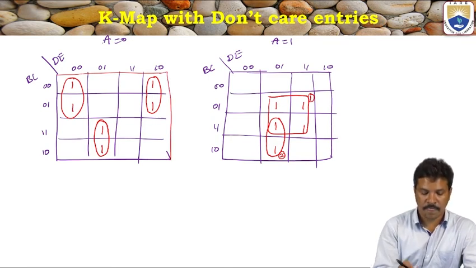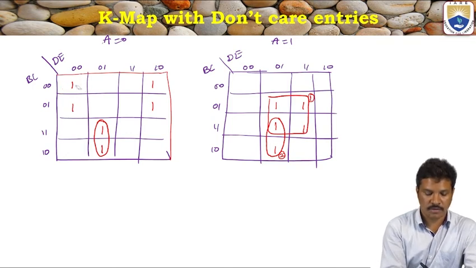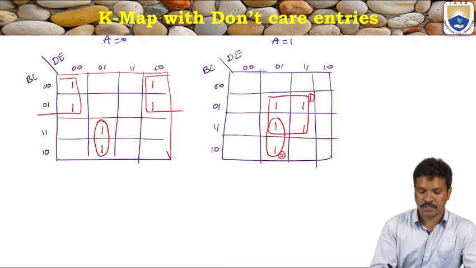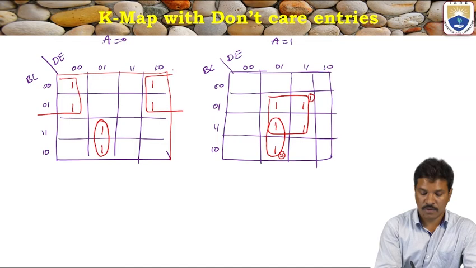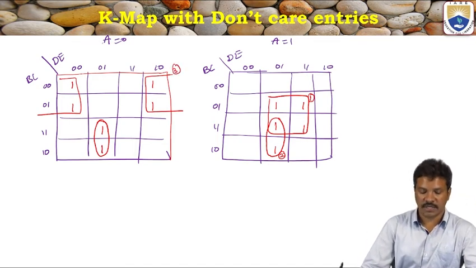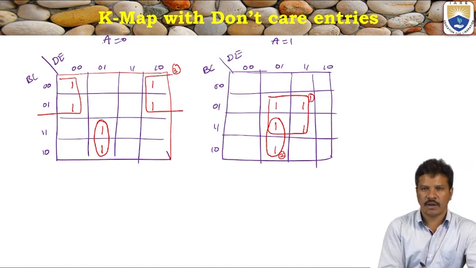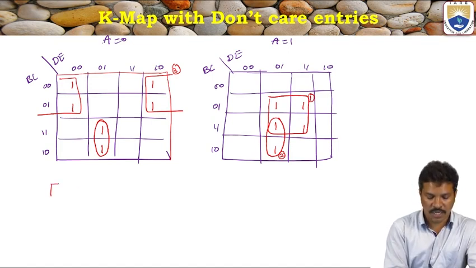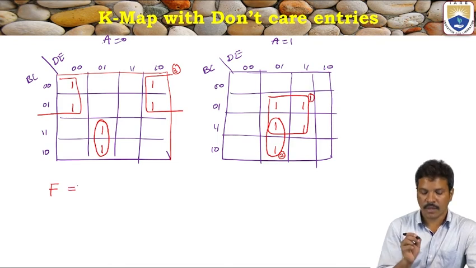So here we can take 4 ones. 1, 2, 3. There are 3 minimized Boolean functions. First we will focus on the common pair. F is equal to, what is the pair which is available in this, A is equal to 0 and A is equal to 1. These are the 1s.